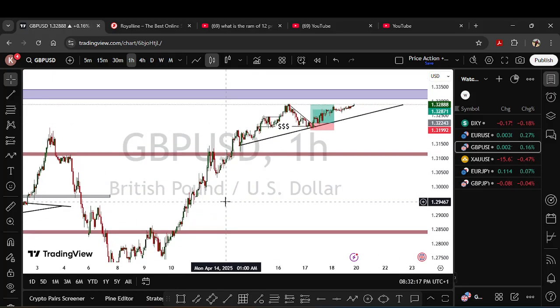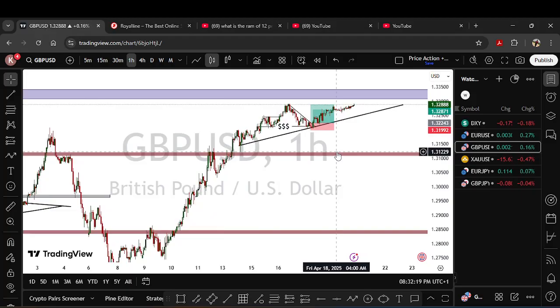So guys, that's what we're looking out for on GBP JPY. This is just a weekly analysis. If the market gets here, that will be the third touch of the trend line, and then we're looking out to buy. You might wonder, but we are playing in a resistance zone.